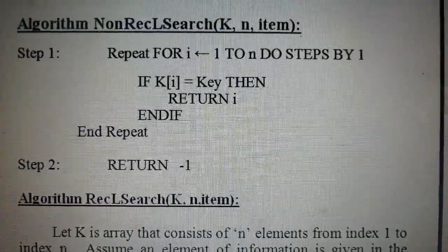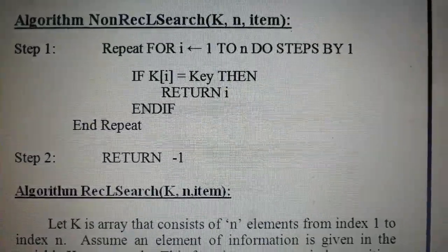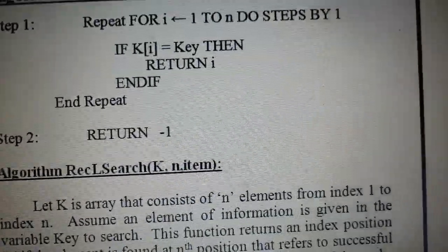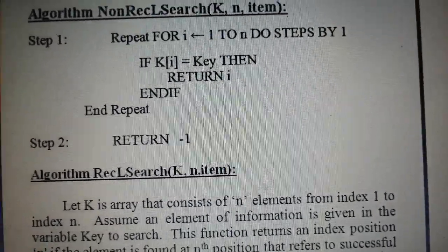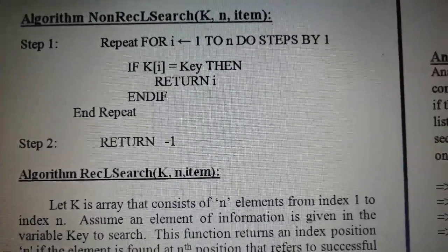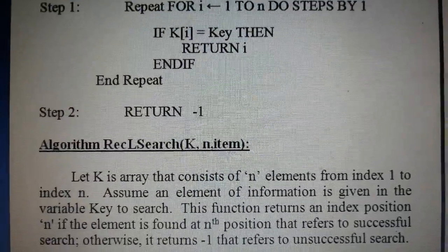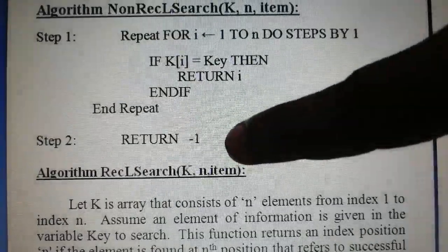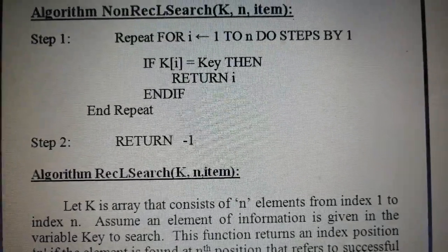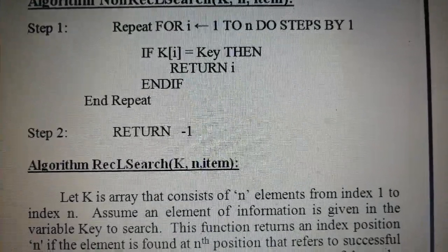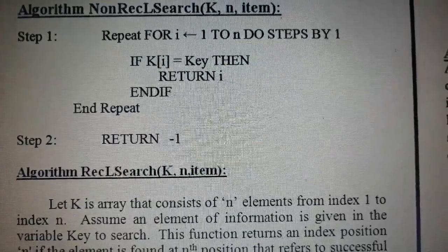If it is not true, we repeat the loop, moving to the next location. This is the process we are doing. If we reach the end location and we are not finding our desired value, then we return the value -1.